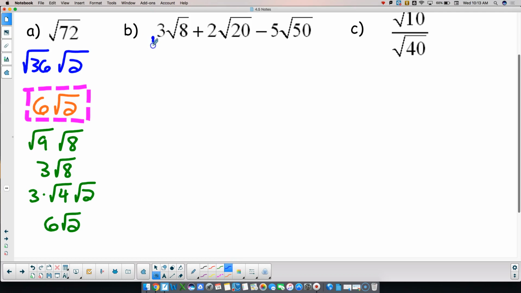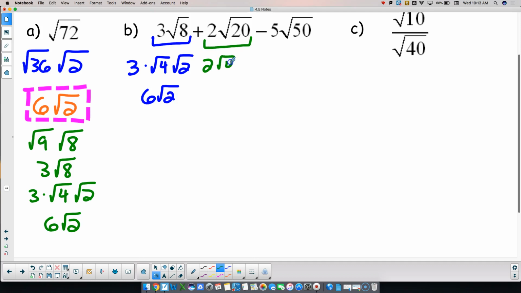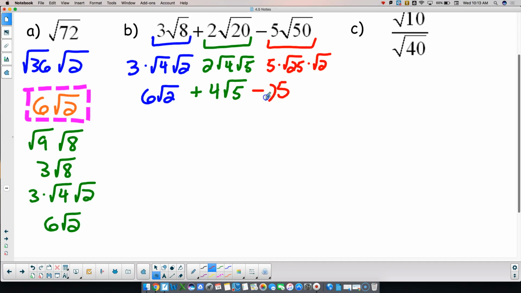3 times the square root of 8 simplifies to be 3 times the square root of 4 times the square root of 2, and the square root of 4 is 2, so this becomes 6 times the square root of 2. 2 times the square root of 20 is 2 times the square root of 4 times the square root of 5, which is 4 times the square root of 5. 5 times the square root of 50 is 5 times the square root of 25 times the square root of 2, that's 25 actually, times the square root of 2, because it's 5 times 5.